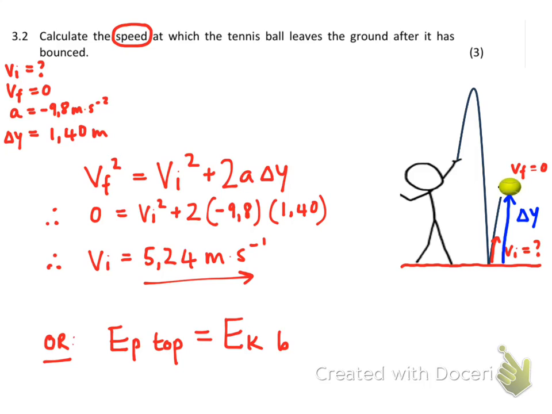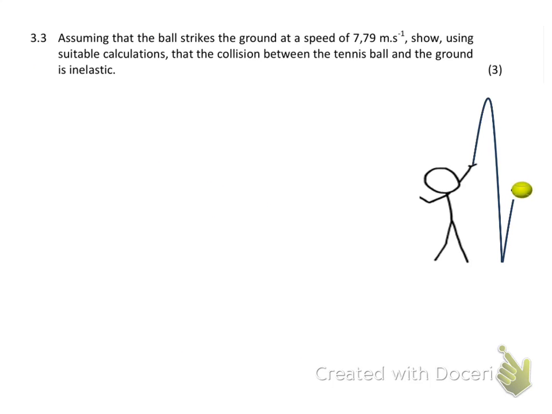There is another way to solve this problem. You can use conservation of mechanical energy, and in this case the EP up at the top is equal to the EK at the bottom, and if you substitute in there mgh equals a half mv squared, you can also use that formula to solve for the velocity. Alright, 3.3.